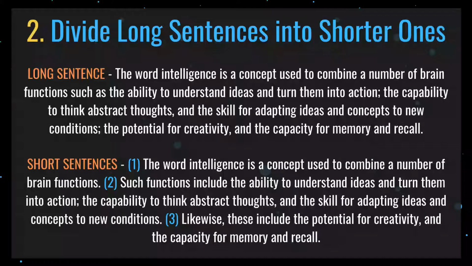Short sentences. The word intelligence is a concept used to combine a number of brain functions. Such functions include the ability to understand ideas and turn them into action, the capability to think abstract thoughts, and the skill for adapting ideas and concepts to new conditions. Likewise, these include the potential for creativity and the capacity for memory recall. Notice the change in structure as the original sentence above is divided into 3 shorter sentences using endmarks.